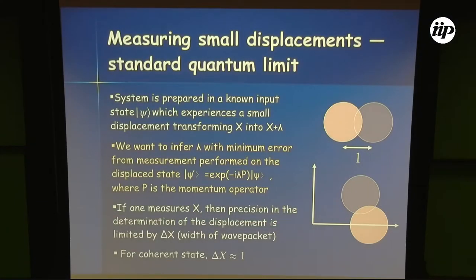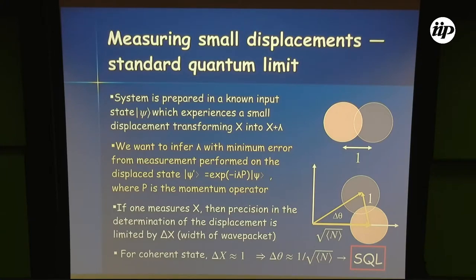For measurements of angles, we can use this result, in fact. You see that the uncertainty is determined by this diameter here, which is equal to 1. And this limits the precision in the estimation of this angle of rotation. So delta theta, you see from this geometry, is given by 1 over the amplitude of this coherent state, which is the square root of the average number of photons. And this is the so-called standard quantum limit. So the standard quantum limit for displacements is equal to 1, and for angles, for rotations, it is given by 1 over square root of n.